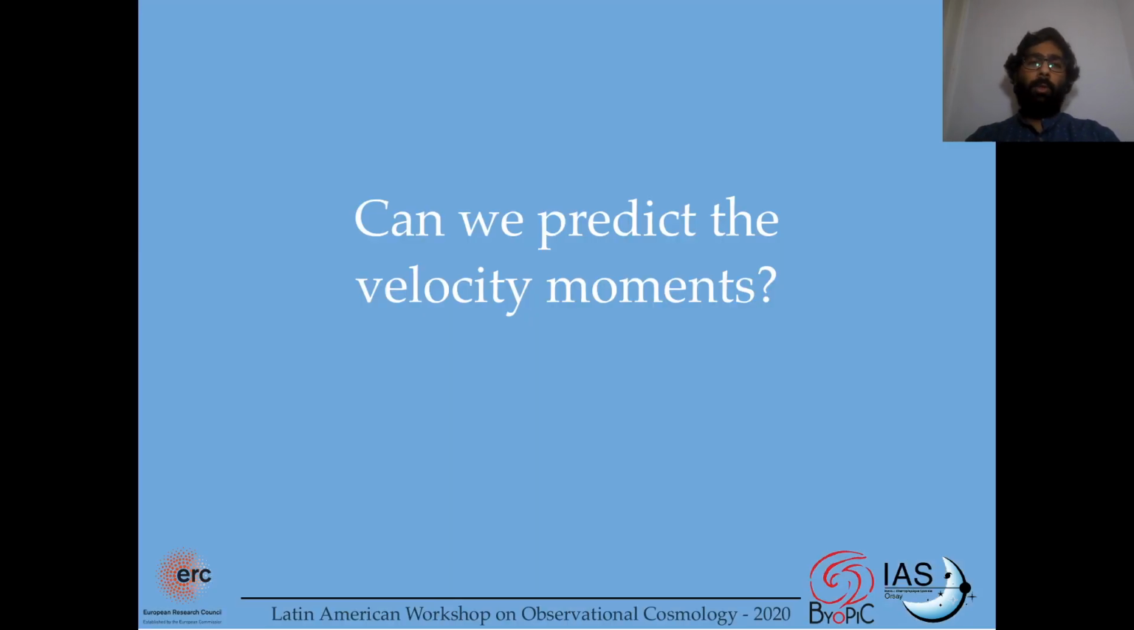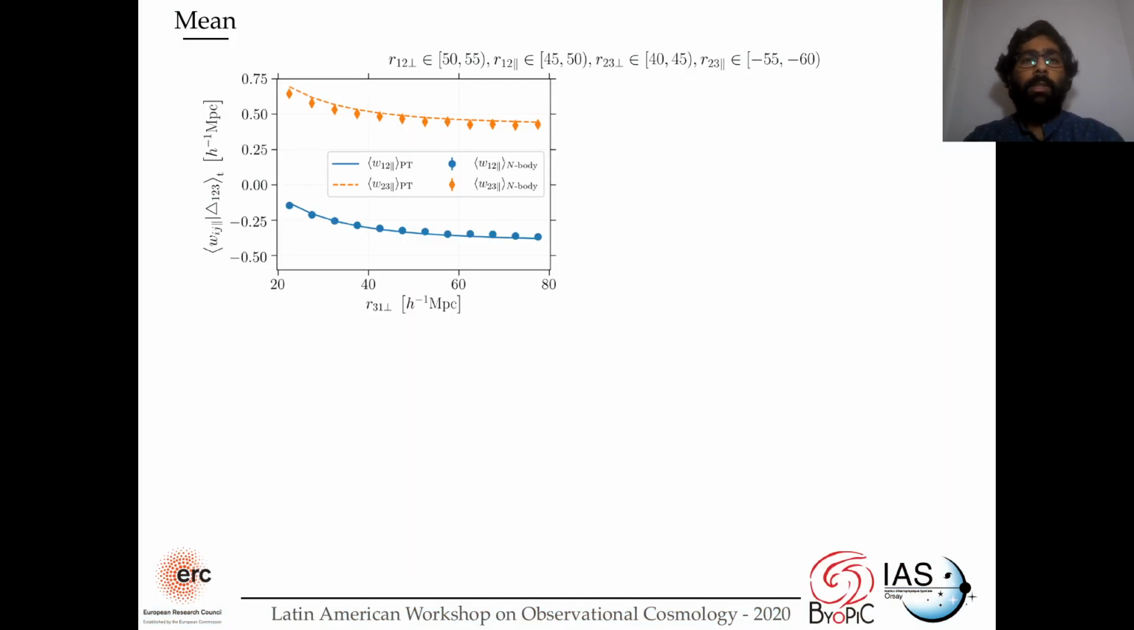But one of the things we wanted to answer is, can we predict the velocity moments of this bivariate Gaussian distribution, or bivariate velocity distribution? Turns out we can, and just to show the measurement from the simulations, on the top panel we show the configuration we have chosen, where we have fixed 4 sides of the triangle. The velocity distribution is a function of the 5 separations of the triangular configuration, and we let R31 perpendicular vary on the x-axis.